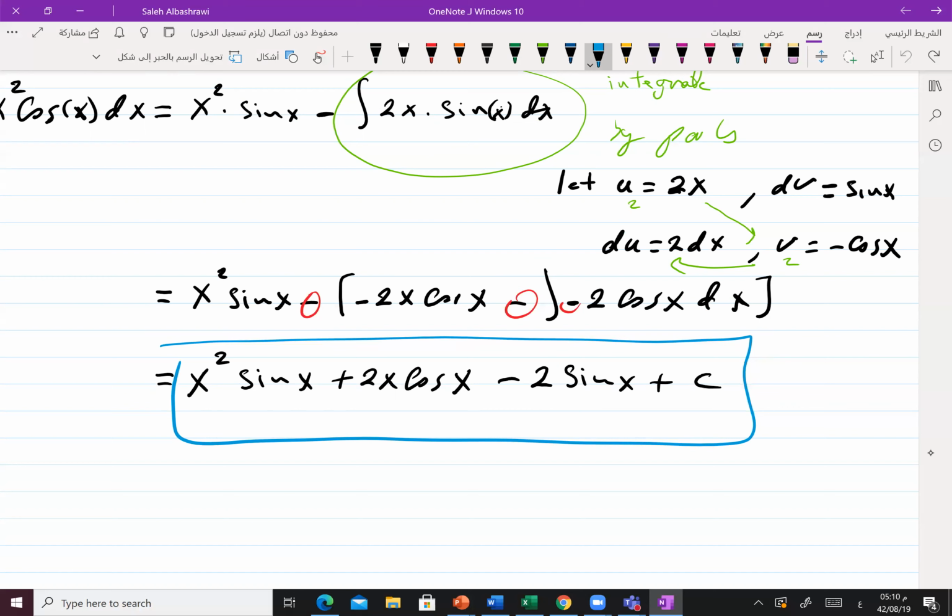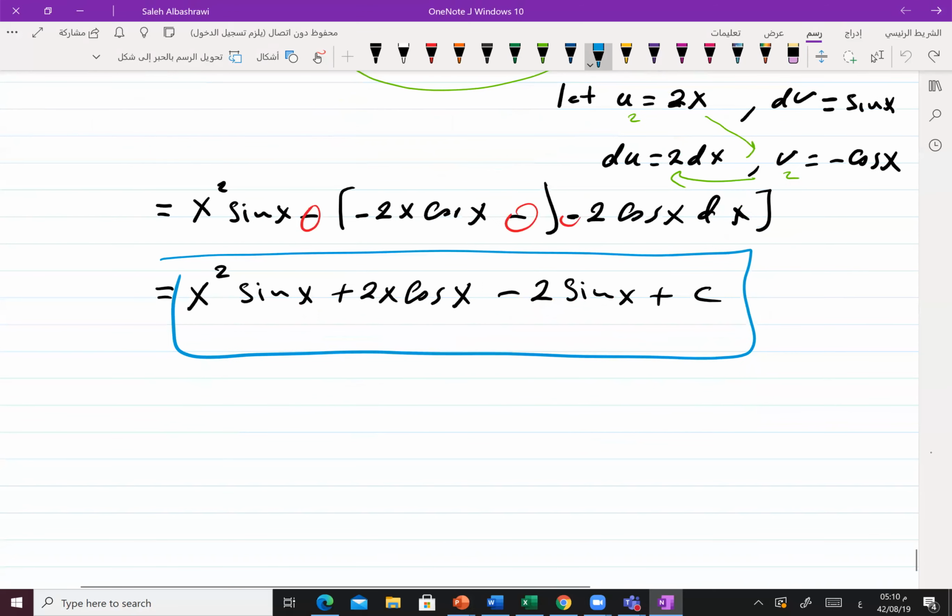You can see that in this example we apply integration by parts 2 times to find the integration of x squared multiplied by cosine x. I'm going to give the detail of this technique in the coming examples. We have a technique called the tabular method if we have a polynomial multiplied by another type of function.